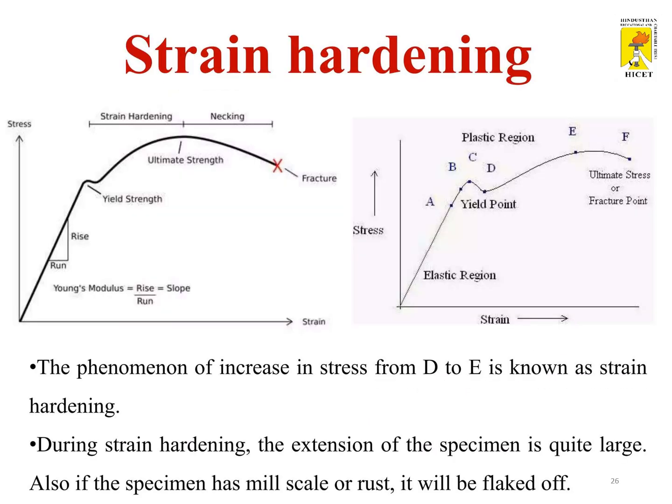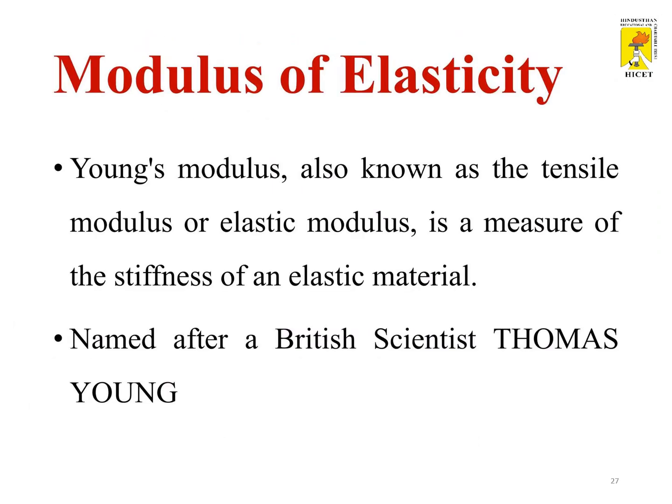Strain hardening: in a material, deformation predominates as the stress increases from the D to the E point, which is known as the hardening region. D is the yield point and E is the upper stress point, before the fracture point. This location is called the strain hardening point.